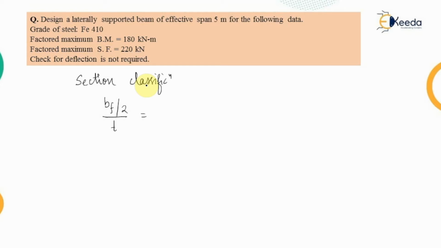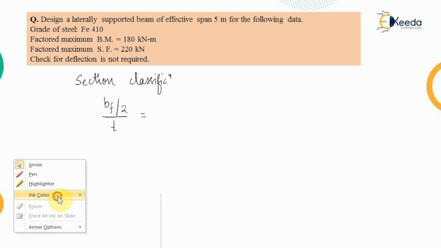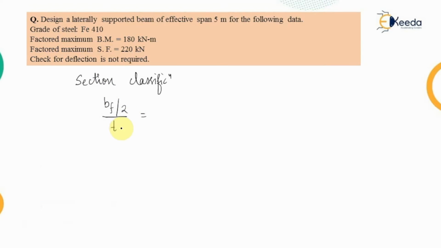For the section classification, the first ratio is taken between the width of the flange and the thickness of the flange. It is given by the ratio of BF divided by 2 to the thickness of the flange. The BF by 2 value that we will be calculating here is 165 by 2 divided by the thickness of flange, that is 11.4. From here this value comes out to be 7.23, which is less than the 9.4 value, which is for the plastic section.